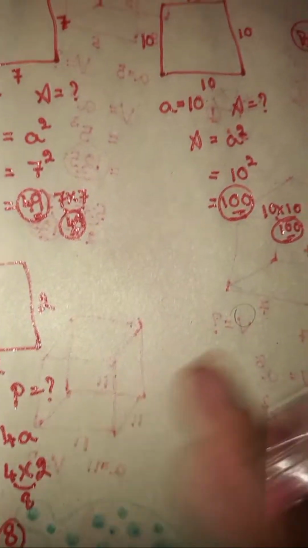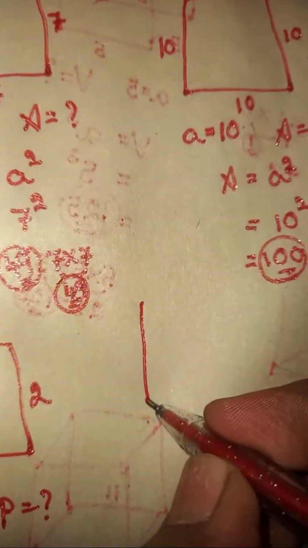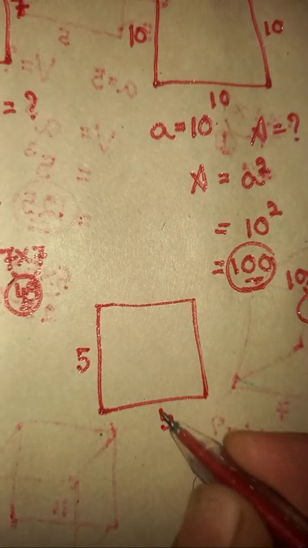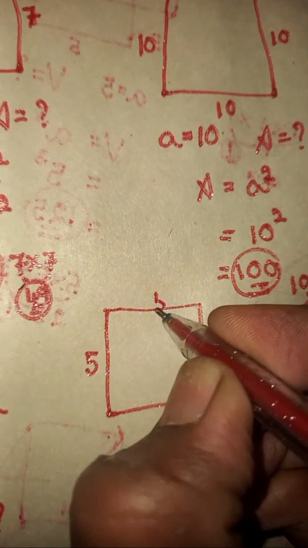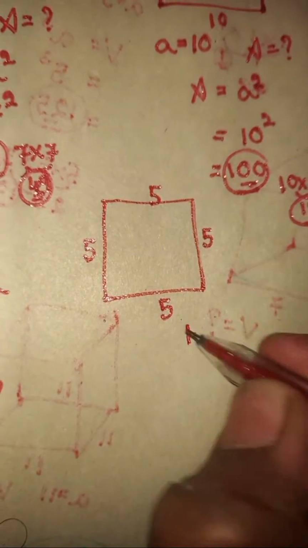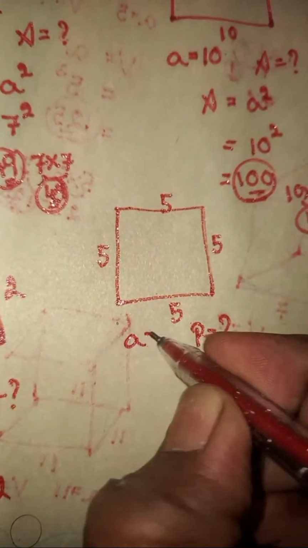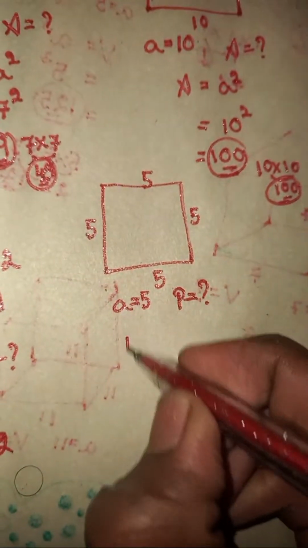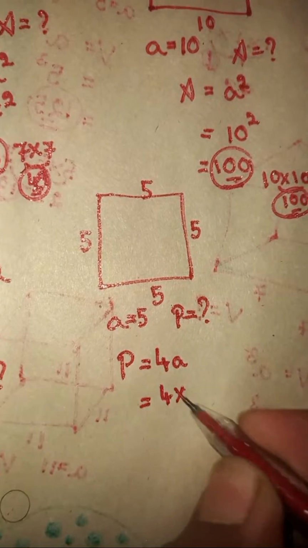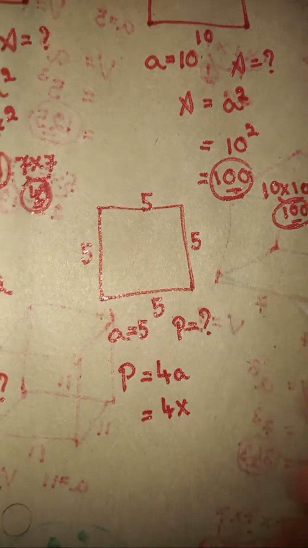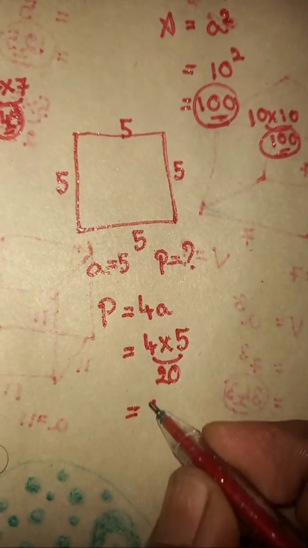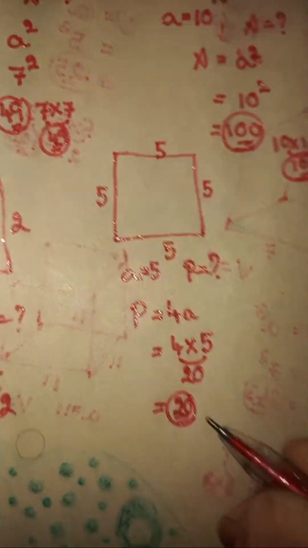Let's take one more square, and in this square they have given all sides of the square as 5 units. Now you can find out what's the perimeter. Here the side length is 5 units. Perimeter is 4 times the side length, that is 4 times 5, as the side length is 5 units. 4 times 5 is 20, so it's going to become 20 units.